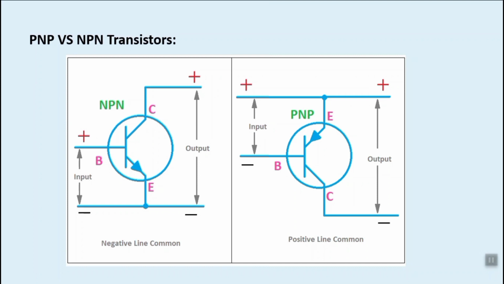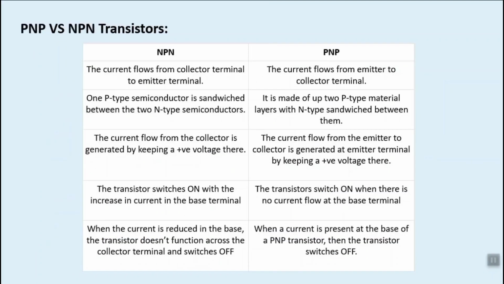In an NPN transistor, a small current flowing into the base terminal can control a much larger current flowing from the emitter to the collector, while PNP transistors work in the opposite way, where a small current flowing out of the base terminal can control a much larger current flowing from the collector to the emitter.